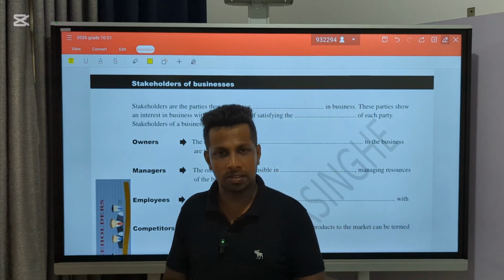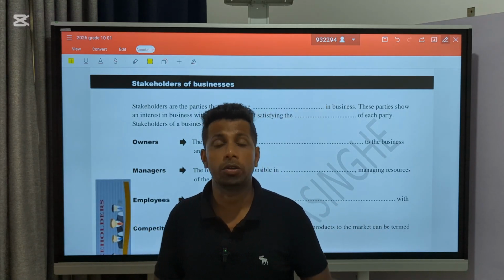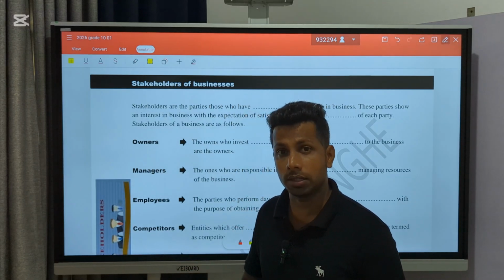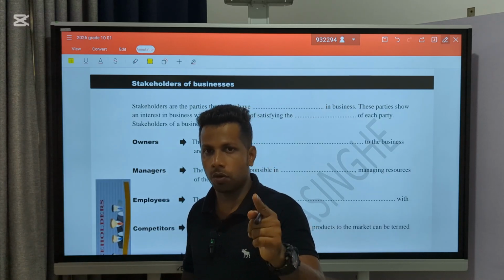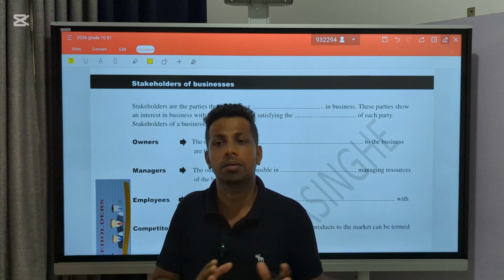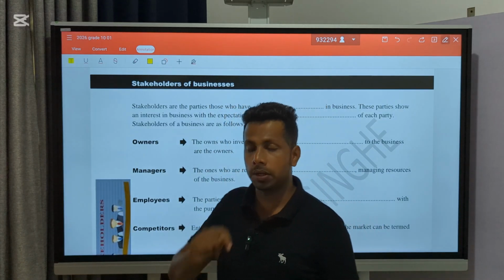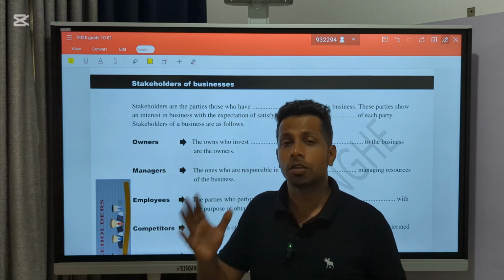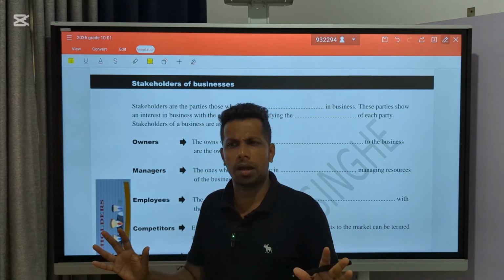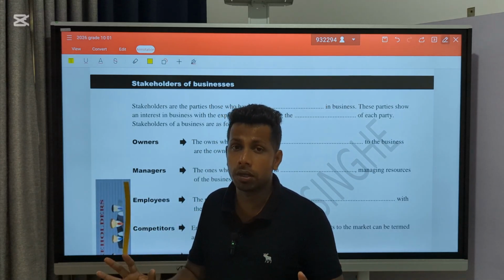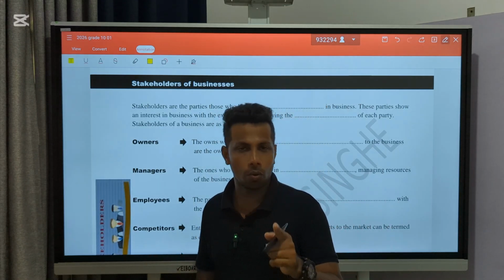What do you mean by stake? In Sinhala, stake means almak and holders means parties. So now I'm going to teach you stakeholders. As stakeholders, we can identify a lot of different parties. However, in English, dear children, stakeholders means the parties, those who have an interest in businesses. It can be whatever party, it can be anybody, my dear children. The parties who have an interest in businesses, we recognize as stakeholders.